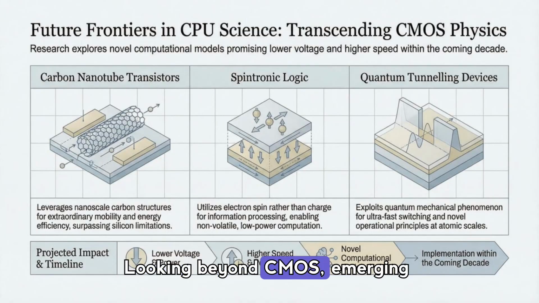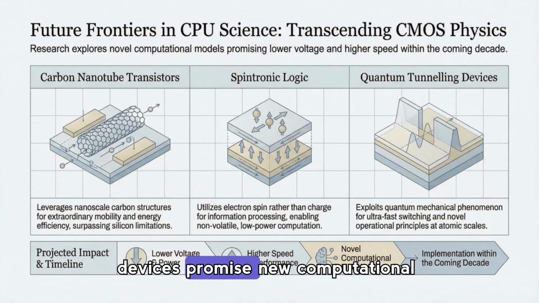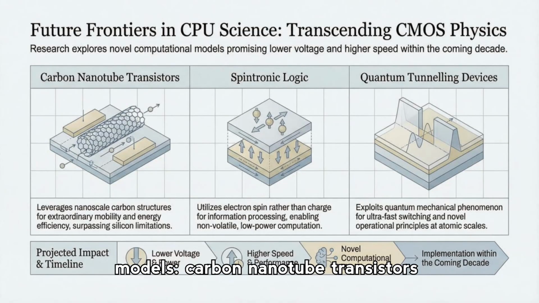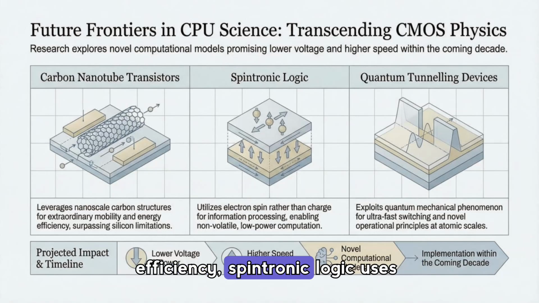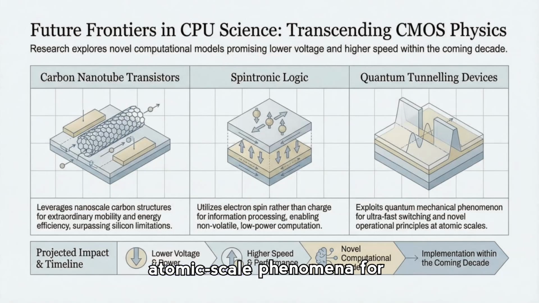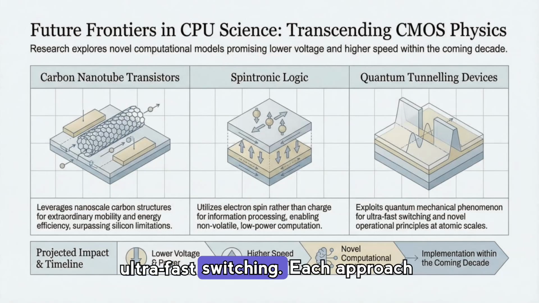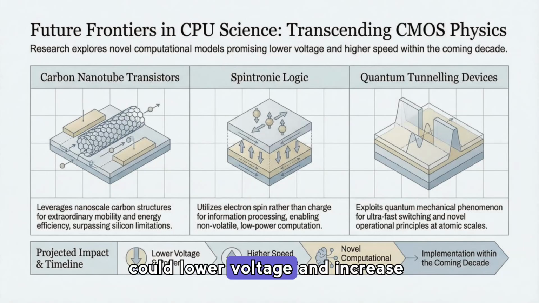Looking beyond CMOS, emerging devices promise new computational models. Carbon nanotube transistors offer nanoscale mobility and energy efficiency. Spintronic logic uses electron spin for low-power, non-volatile computation, and quantum tunneling devices exploit atomic-scale phenomena for ultra-fast switching. Each approach could lower voltage and increase speed, with research aiming for practical implementations in the coming decade.